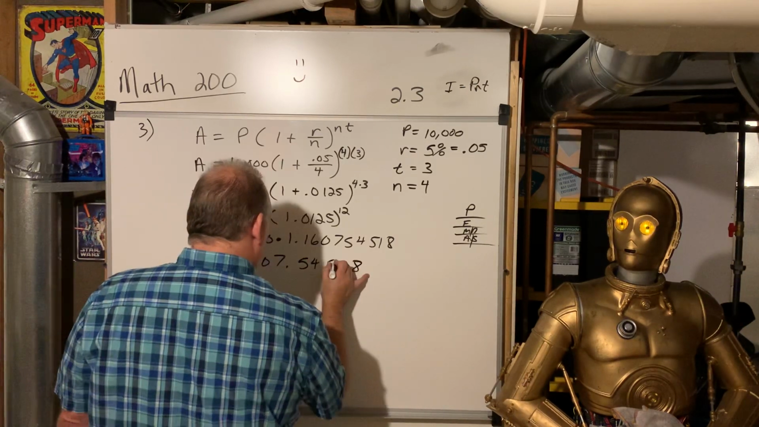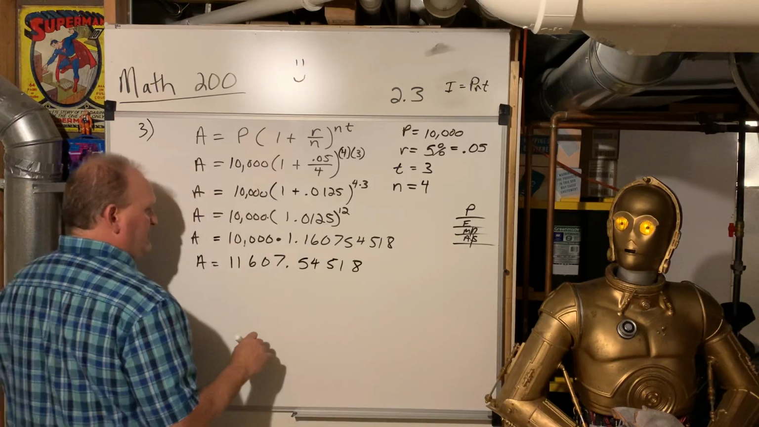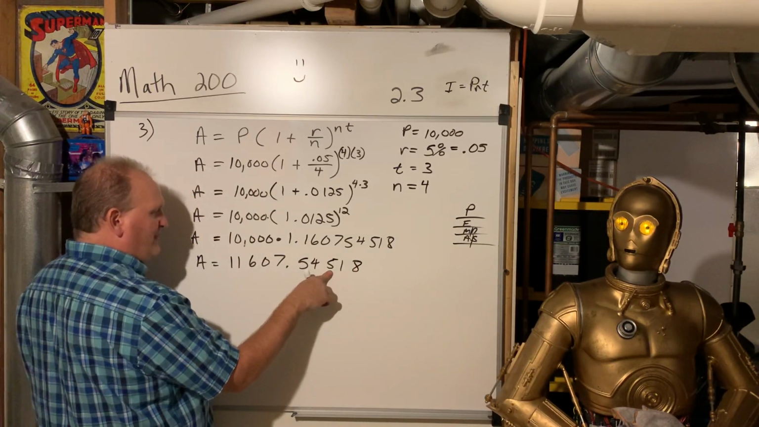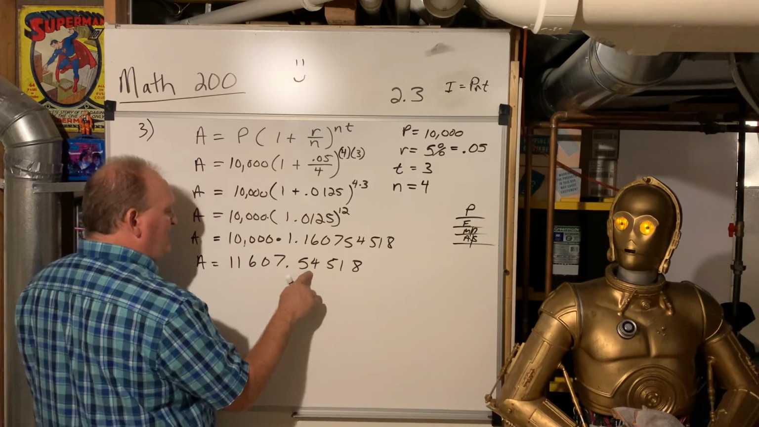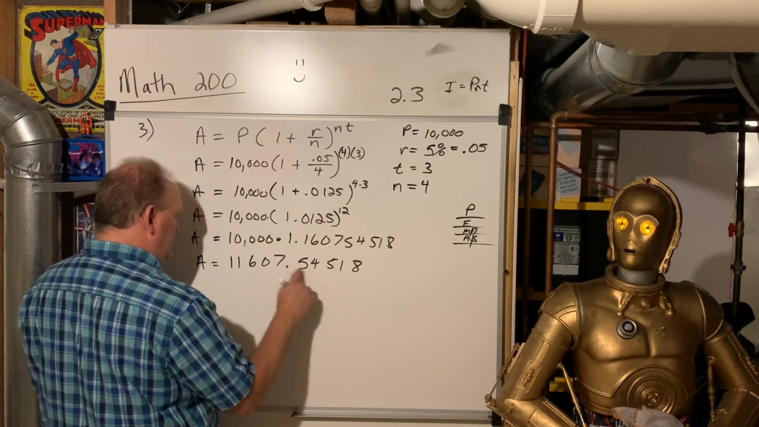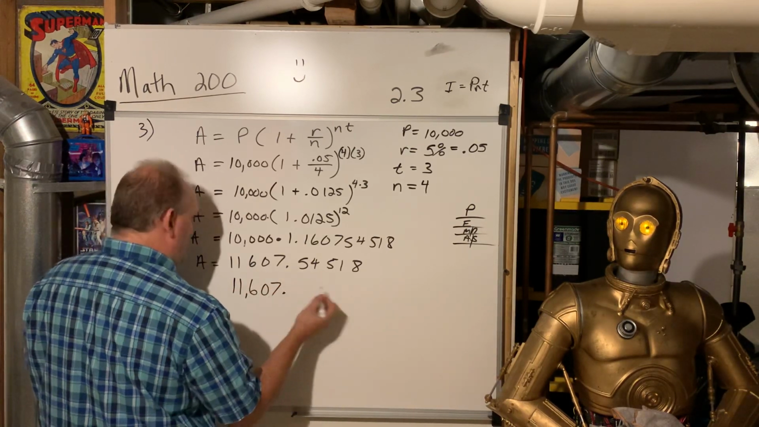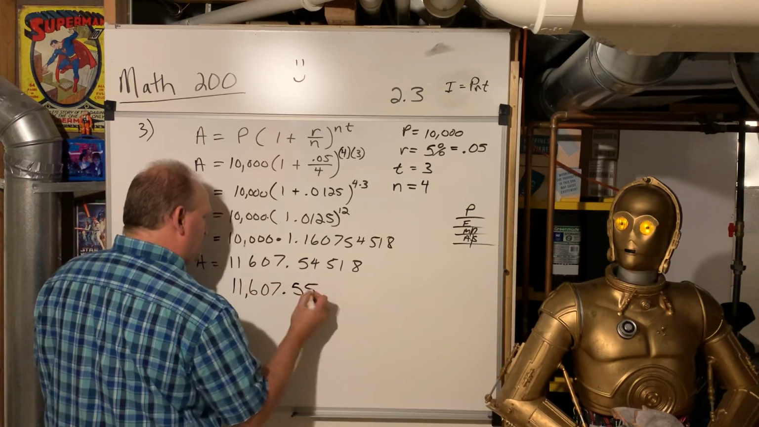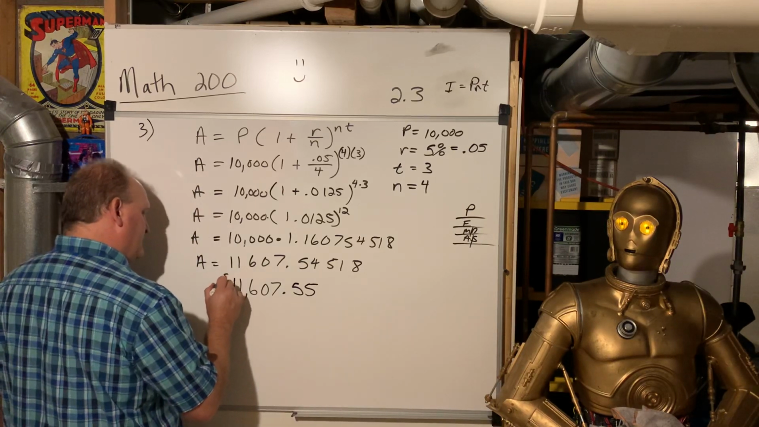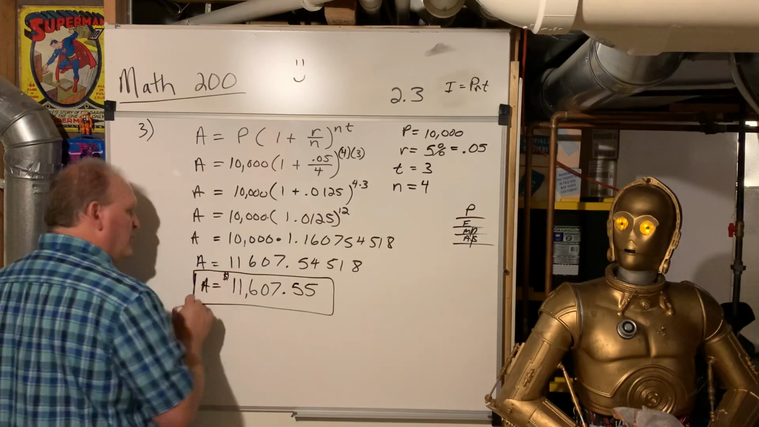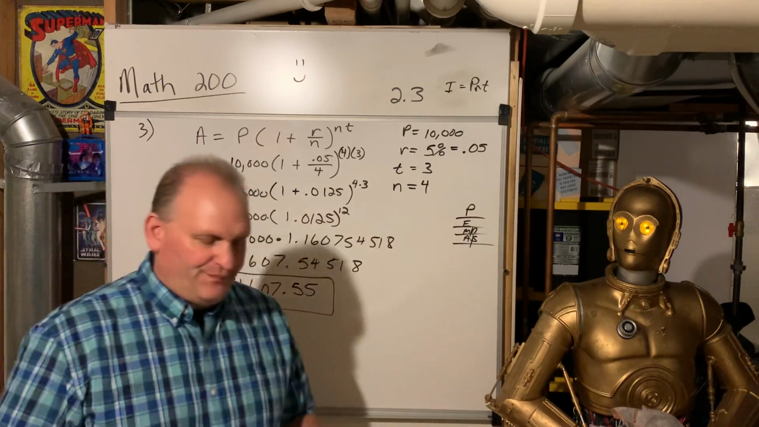But in reality, banks don't round, they just truncate. So look, even though this is a 5, banks wouldn't give you 55 cents, they'd give you 54 cents. So $11,607, and whichever way you do it, I'm going to just round to 55 cents. You can just do normal rounding, that's fine. Just in the real world, they don't round up.